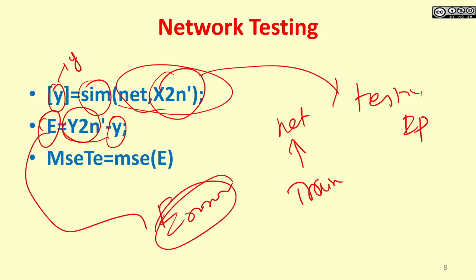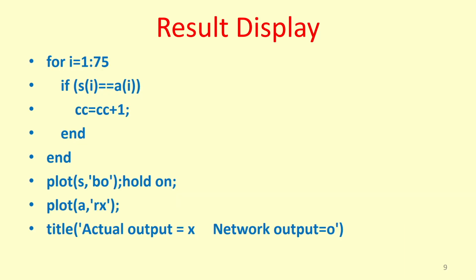And this error is utilized to go in the backward direction in order to update the weights and bias values. That is called the back propagation network. The previous presentation discusses the back propagation training process as well as the testing process. This error is finally given out as the mean square testing error. This is the way of testing, and finally we display the result.